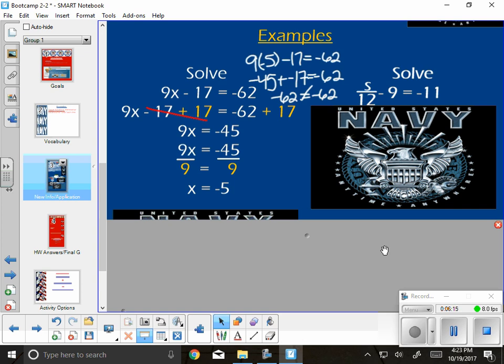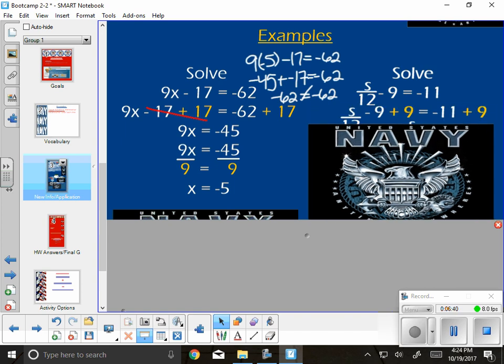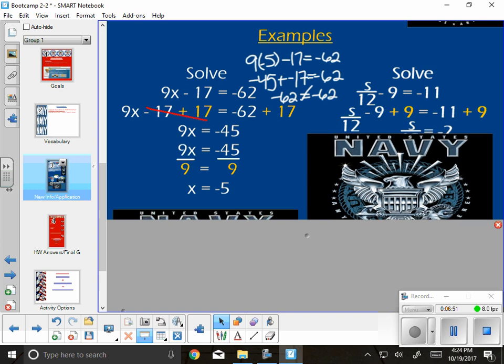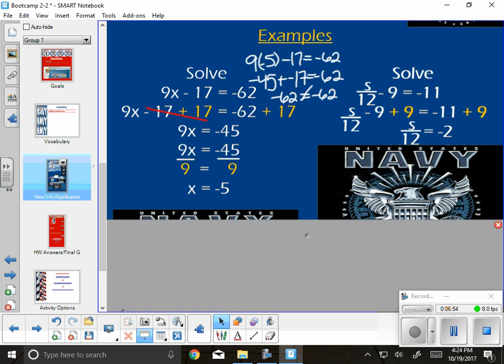So now we're going to go on to our next example, which is s over 12, or s divided by 12 minus 9 equals negative 11. So just like before, we have to get rid of what is attached to this variable. So the one thing that we don't have attached would be the negative 9. So in order to get rid of that, we're going to have to add the opposite. So if we have negative 9, to get rid of that, we're going to have to add 9. And we're going to add 9 to both sides. So we're going to be left with s over 12 equals negative 2.